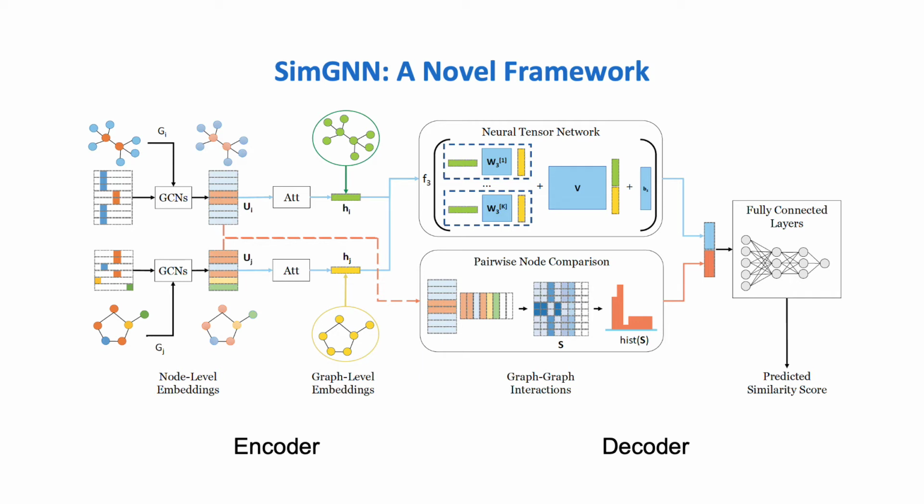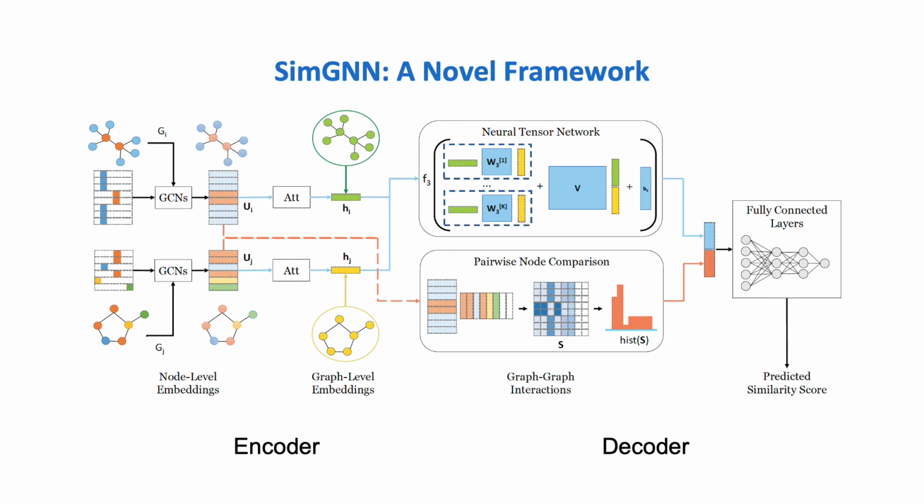Now let's look a little under the hood at how we do this. The overall framework has 2 big components. On the left side is the encoder part. We first use GCN to encode at the node level, to generate the node-level embedding. And once we have the node-level embedding of each node of each graph, we next want to generate a graph-level embedding through an attention mechanism. The high-level idea here is that, using the attention framework, we learn the important subgraphs of each graph that contribute the most to the similarity score.